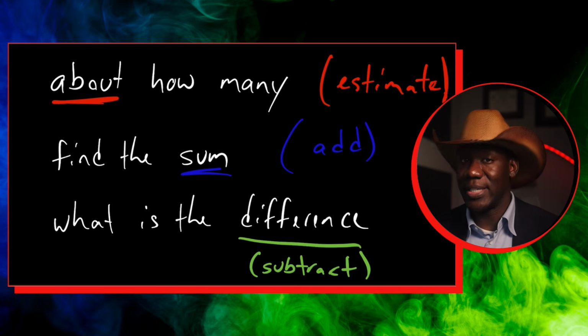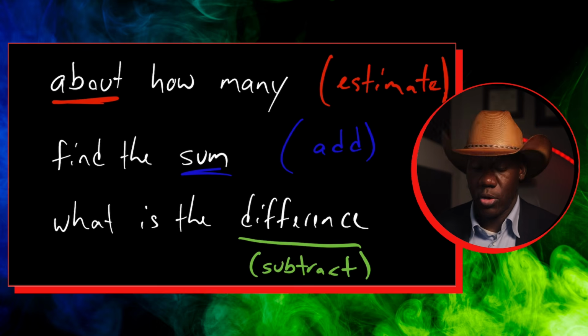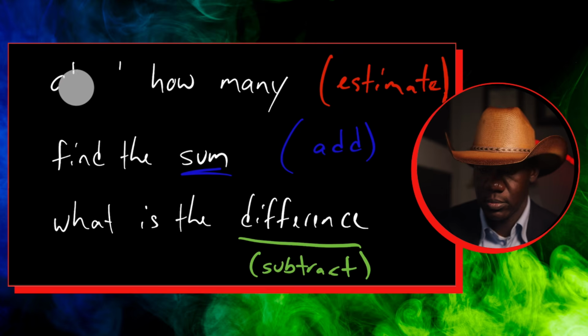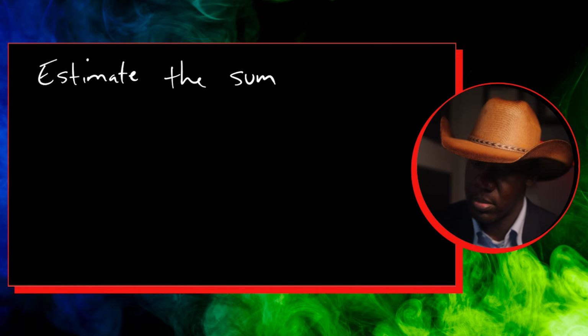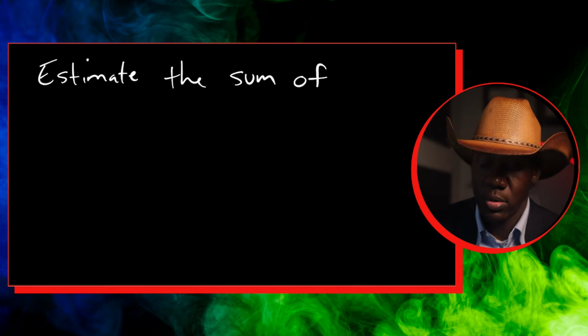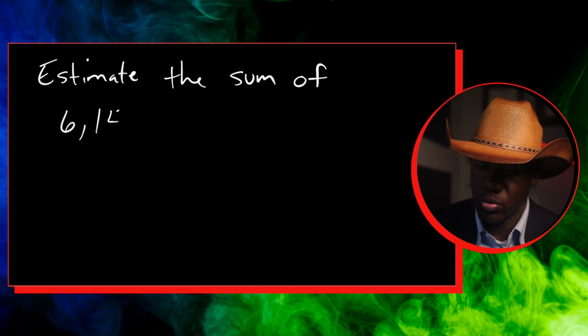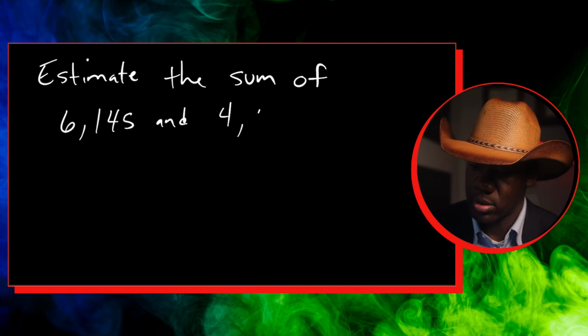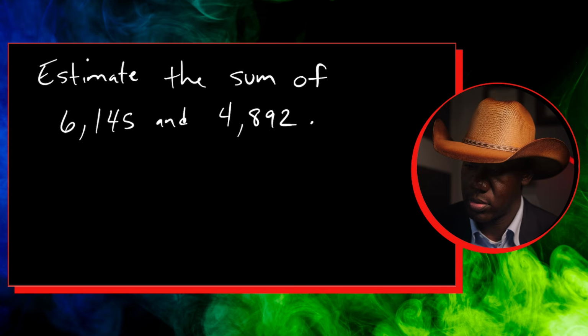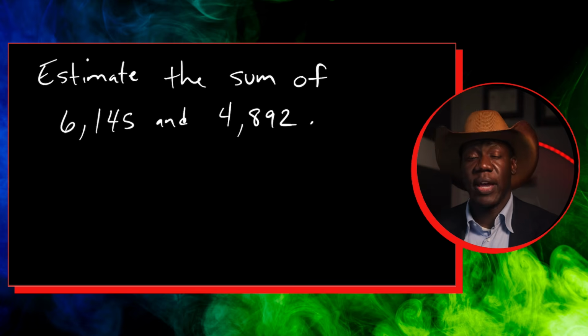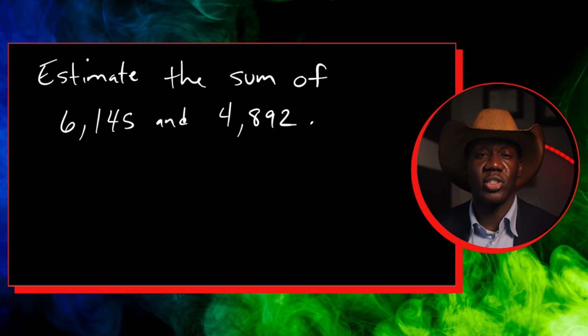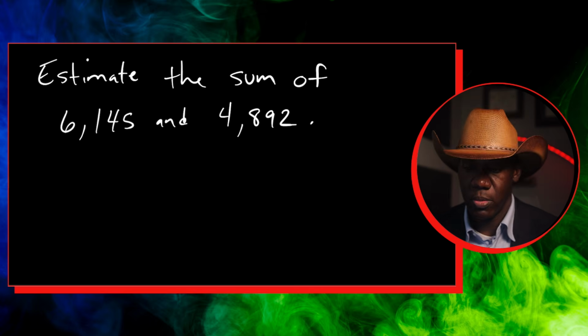Now that we have these basic vocabulary words down pat, we're going to go right on over into some examples, right? The first example we're going to do is we're going to estimate the sum of 6,145 and 4,892.